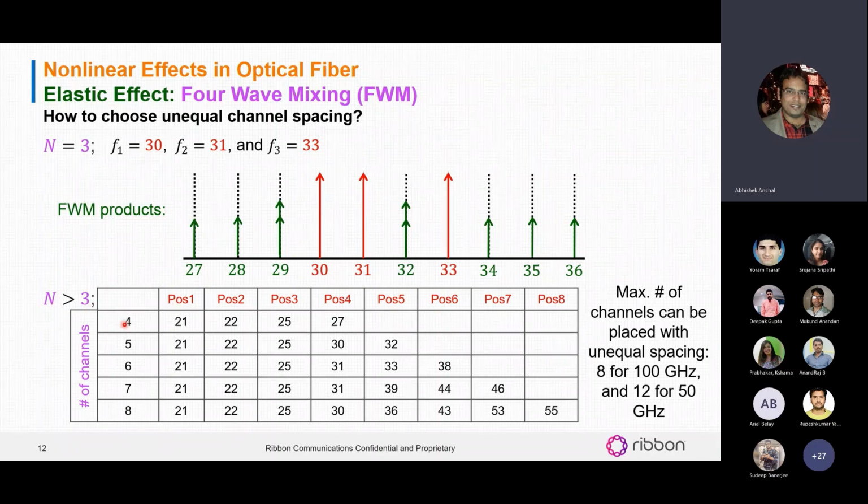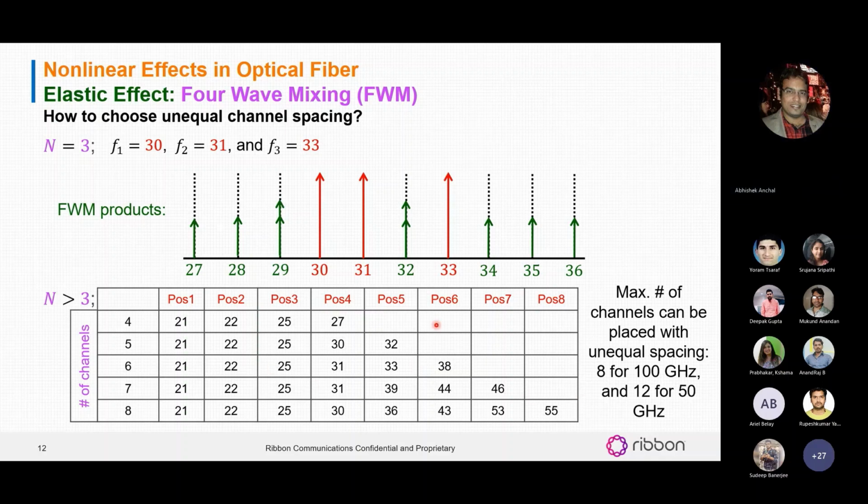For n equal to 4 and so on, you can select various ways to choose the 4 channels or 5 channels and so on without causing equal channel spacing. Unfortunately, for 100 gigahertz channel spacing, you can have only 8 channels which are unequally spaced to each other. If you have more than 8 channels, some of the channels might fall in a similar channel spacing, and so the generated four-wave mixing product always causes crosstalk. For 50 gigahertz channel spacing, it's 12 channels having unequal channel spacing.